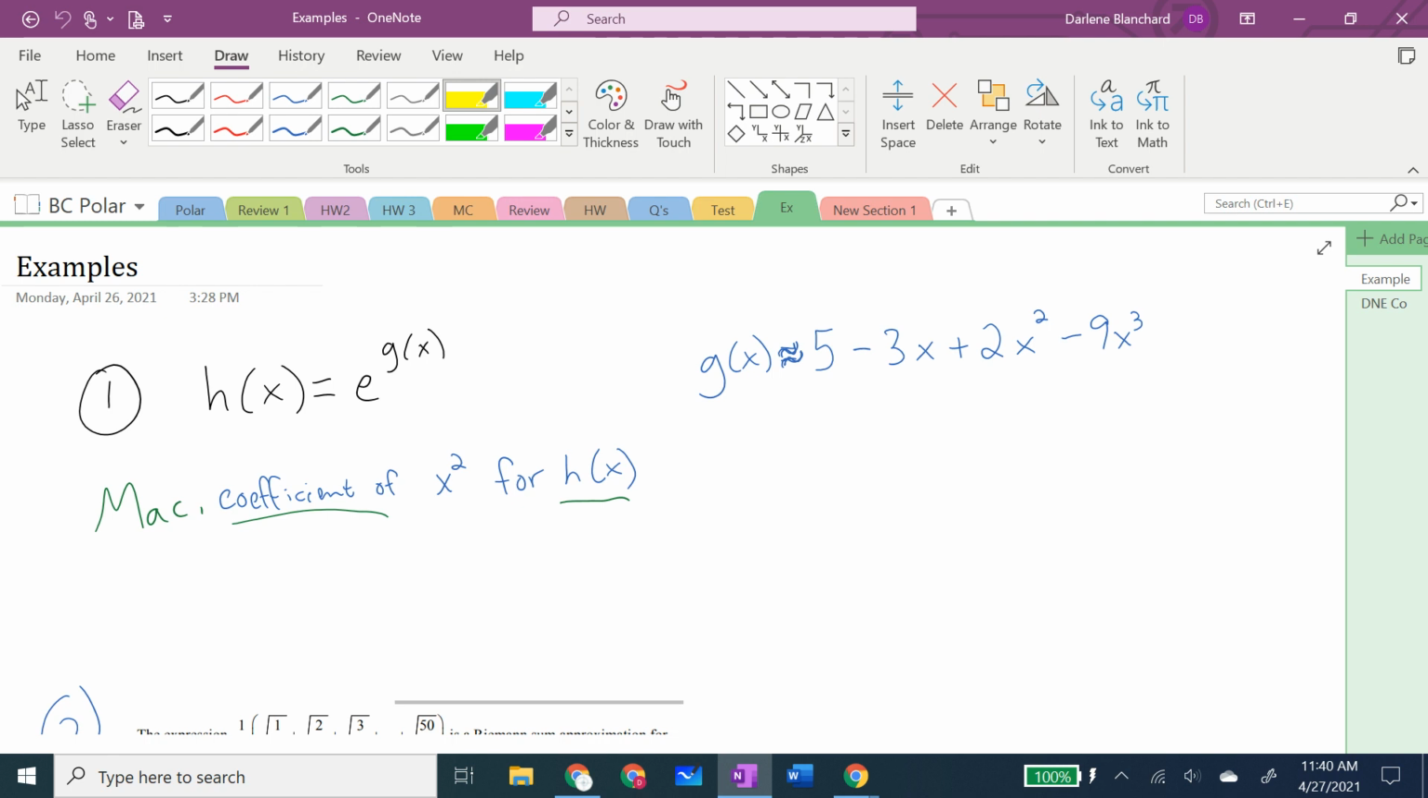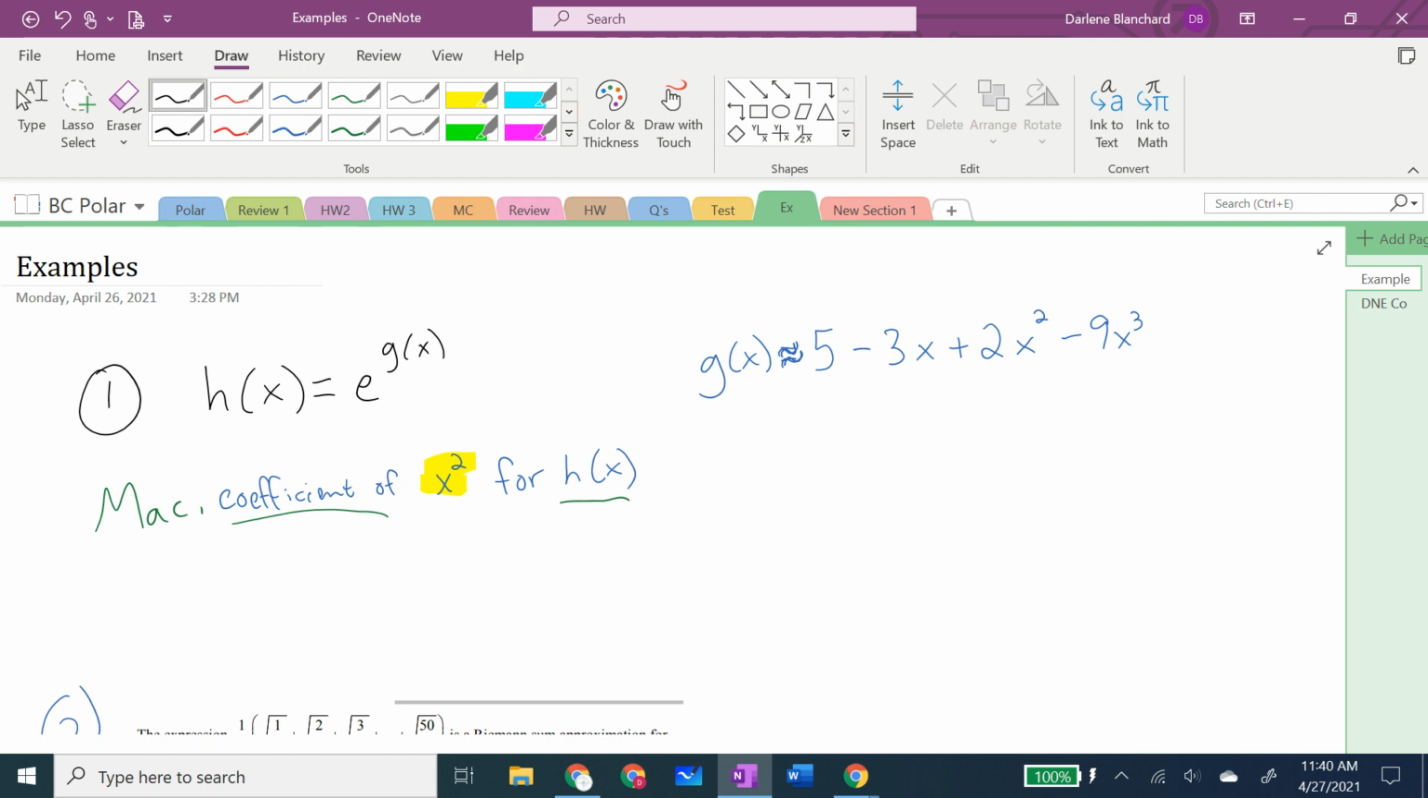Anyway, so you are expected to find the coefficient of the x squared term for the h of x function, knowing that it's a Maclaurin series, knowing that g of x has been given to you and it is a Maclaurin series. I have random numbers just thrown on there just to have numbers. So how do we do this?